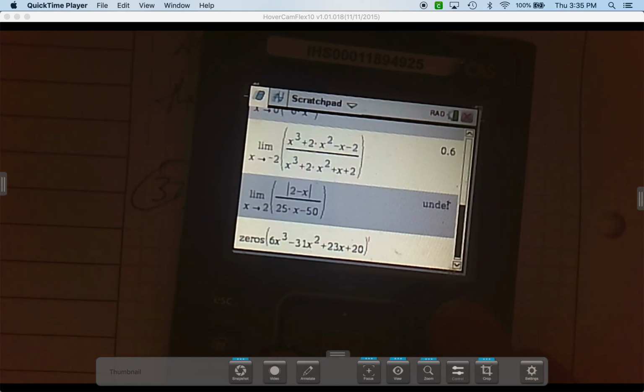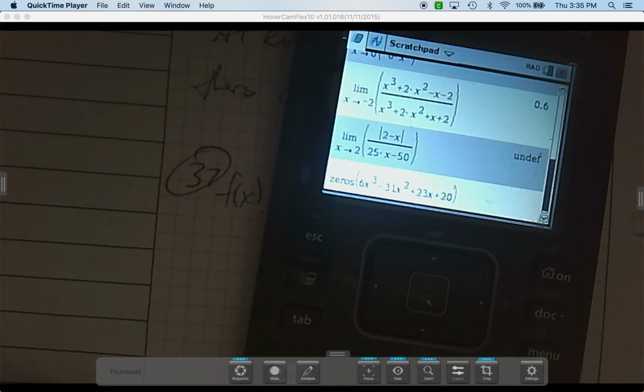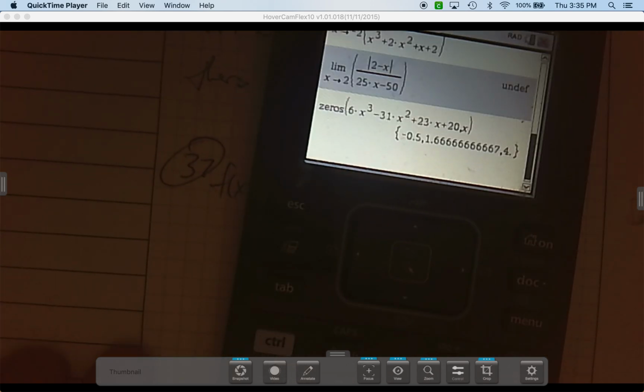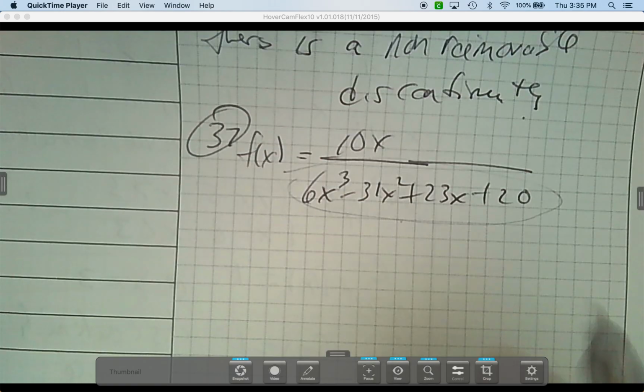Oh, it wanted to know the variables. So I'm going to have to go comma. For this, the comma is under pi. So I need to go comma and the variable, which is x, and then Control Enter. And there's a few answers here. So if I look, there's negative 0.5. These are all discontinuities. If the bottom has an x value that makes it 0, it's a discontinuity.